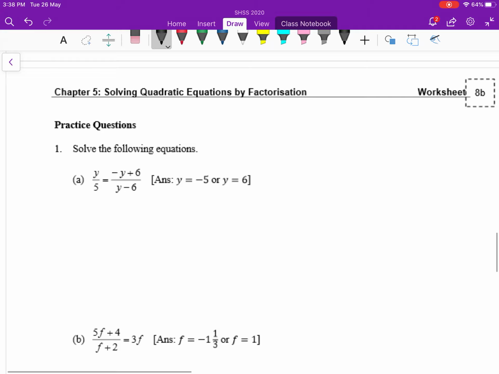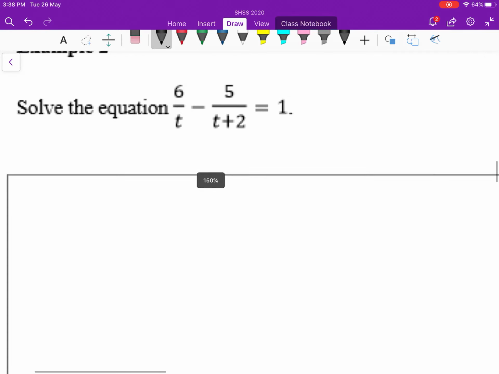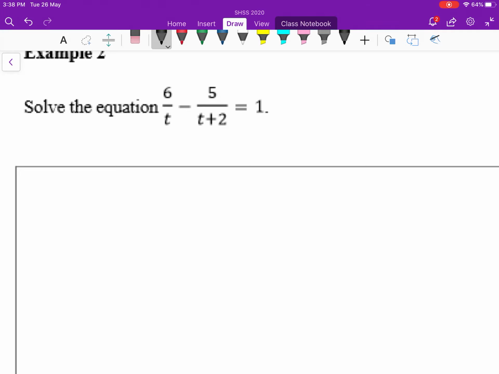Okay, so there's this practice question at the bottom. I go through example number 2 first. Fraction minus fraction equals to a number. Fraction minus fraction, the first thing that comes to your mind is same denominator. Multiply by t plus 2, and the other side multiply by t.